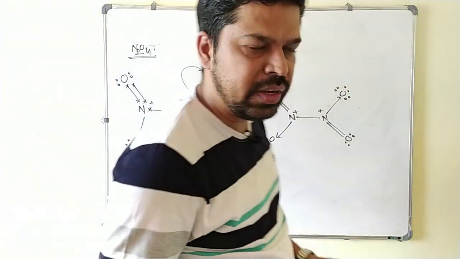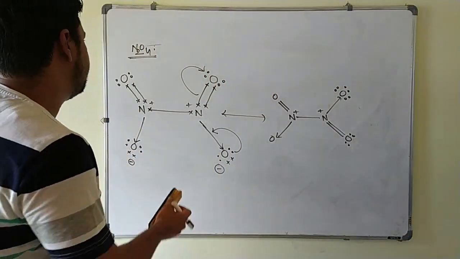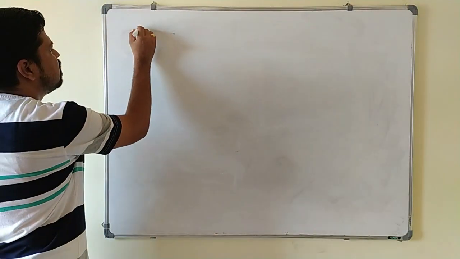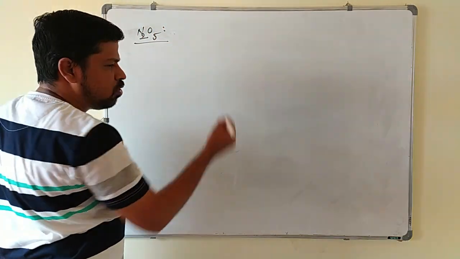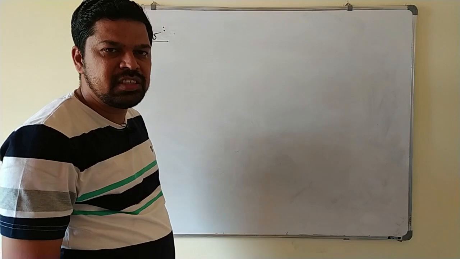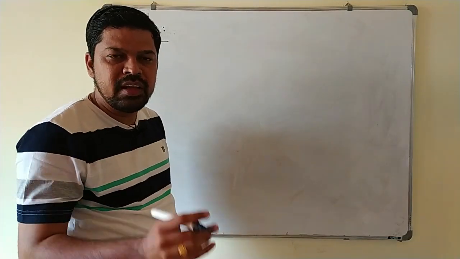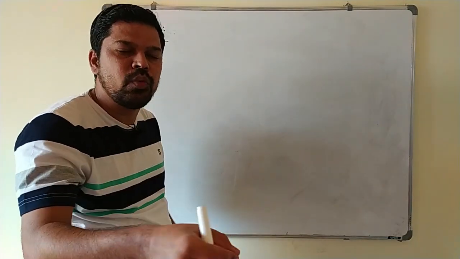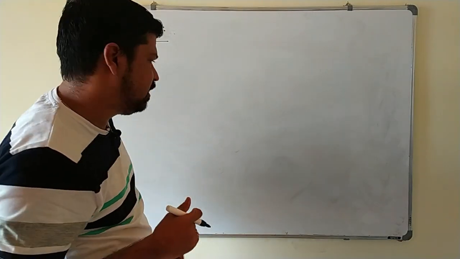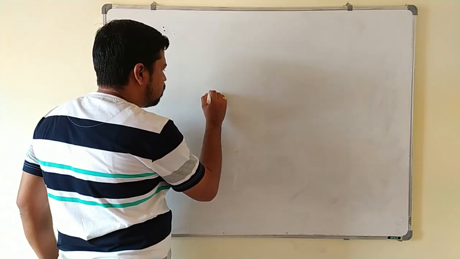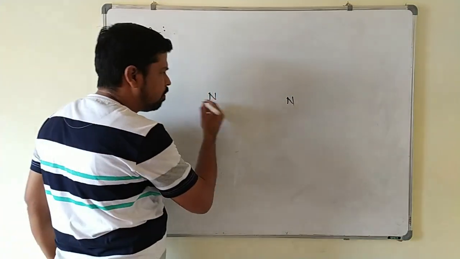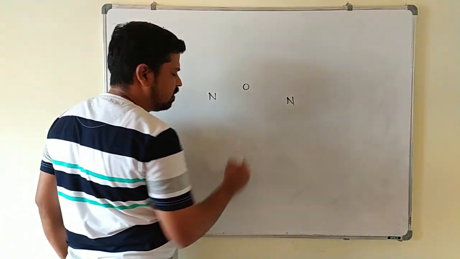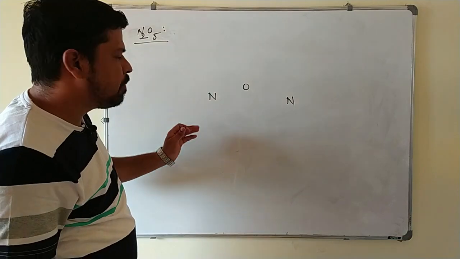Next, the last one, N2O5. This is dinitrogen pentoxide. N2O5 has a structure similar to that of N2O4. You just have to introduce 1 oxygen between the 2 nitrogens. I will write it like this. This is nitrogen and this is nitrogen. Between the 2 nitrogens you add 1 oxygen, and the rest is the same as in N2O4.